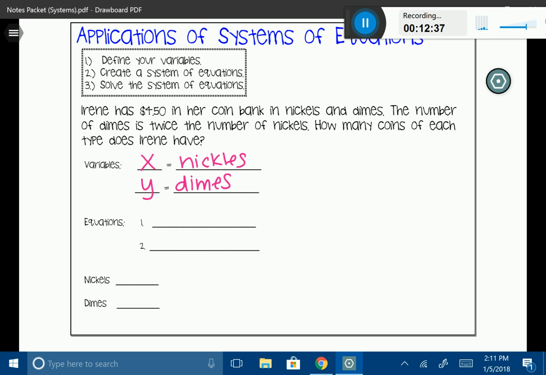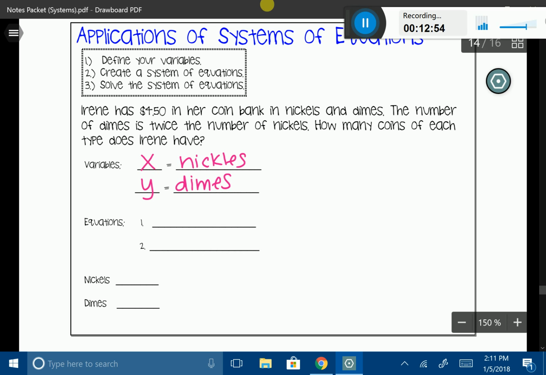Because the first equation is going to be the money equation. It's going to be the one representing all the money. So here we have nickels and dimes. We know that nickels are 5 cents and dimes are 10 cents. So what I'm going to do here is I'm going to say 0.05x plus 0.10y is going to be equal to $4.50 because that is how much money Irene has in her bank.